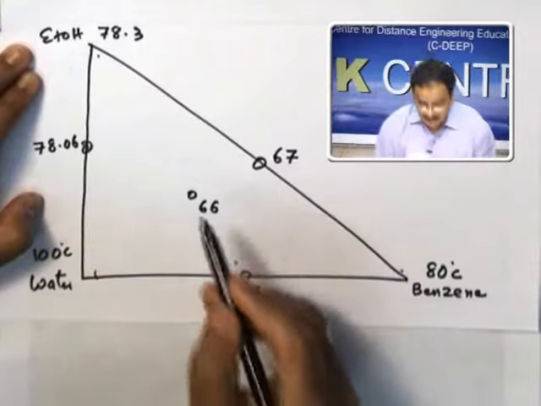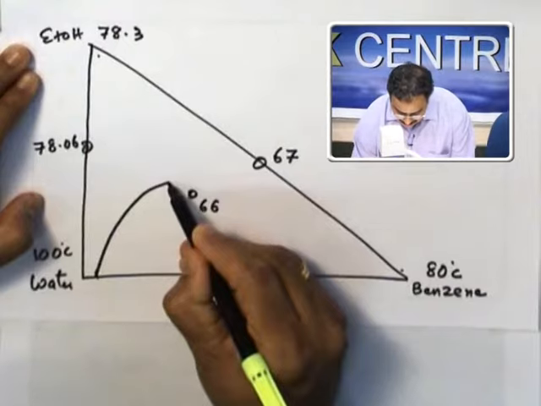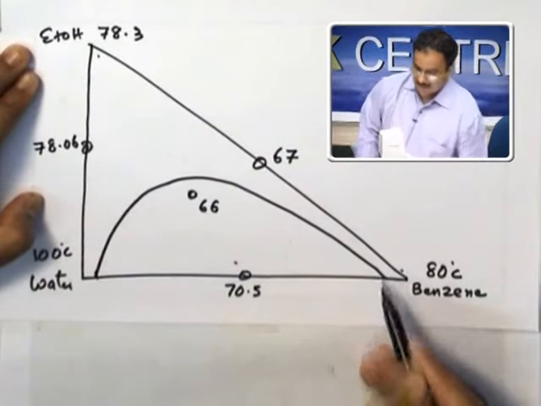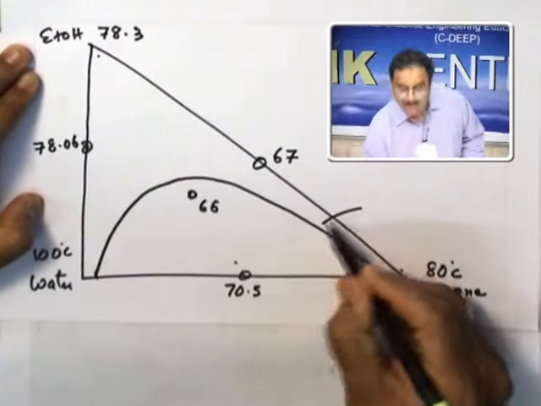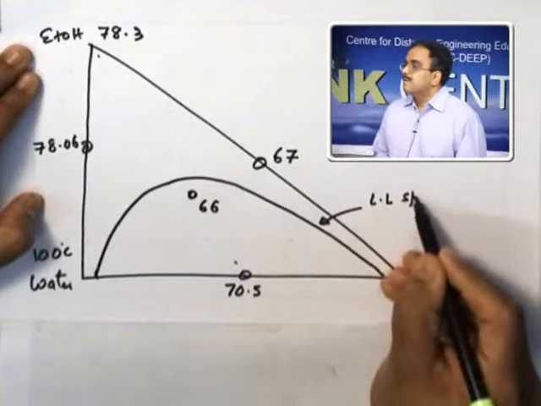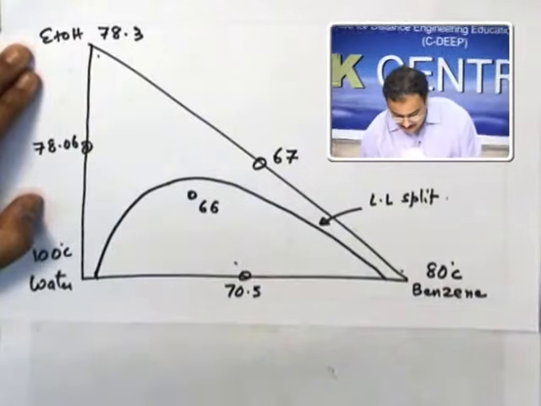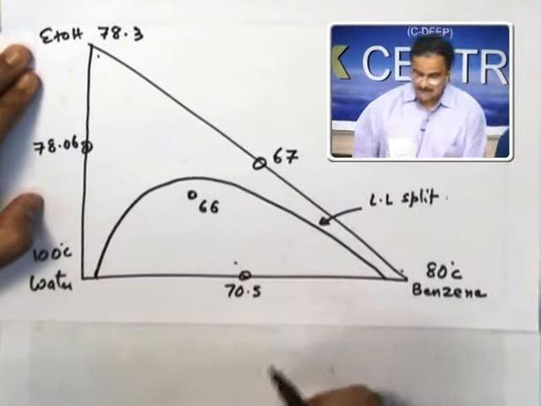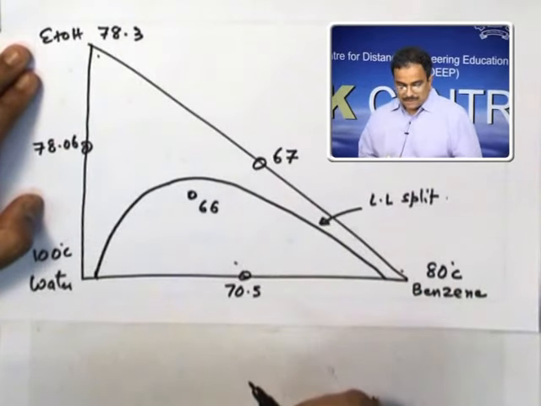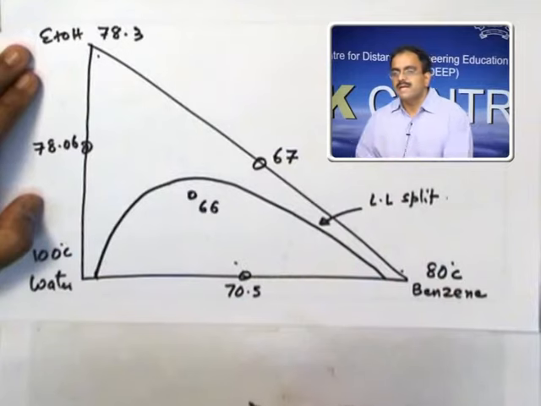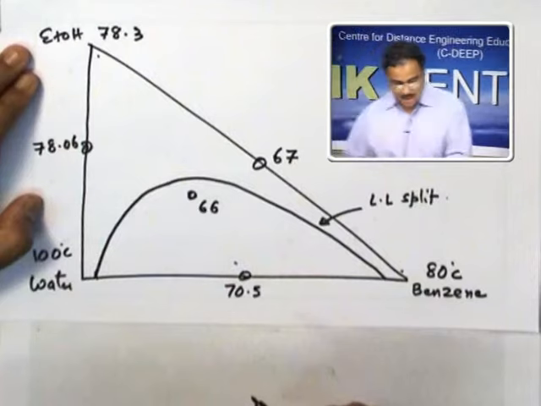Now, as I said, these two are heterogeneous, that means the liquid envelope will be there, because these two points would come in the phase splitting zone, the zone in which you have two liquid phases. Can you draw the RCM? Don't worry about phase splitting, as I said before. Just ignore the phase splitting and draw the RCM.